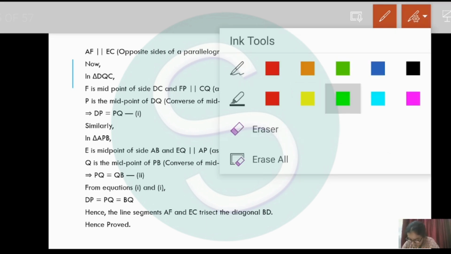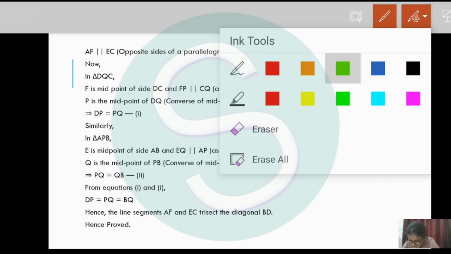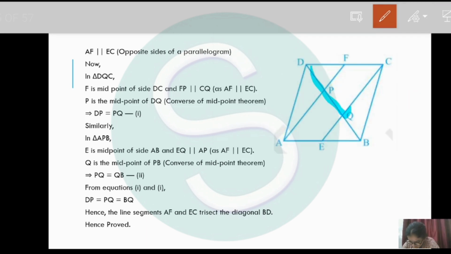सो अब हम क्या करेंगे, हम ये प्रूफ करेंगे कि इन दिस ट्राइंगल दैट इज DQC, इसमें अगर ये पैरेललोग्राम है तो ऑपोजिट साइड्स AF इज इक्वल एंड पैरेलल टू EC. सो अगर ये पूरी लाइन पैरेलल है तो इसका पार्ट दैट इज PF इज आल्सो पैरेलल टू QC and हमें ये given है that F is a midpoint of DC.